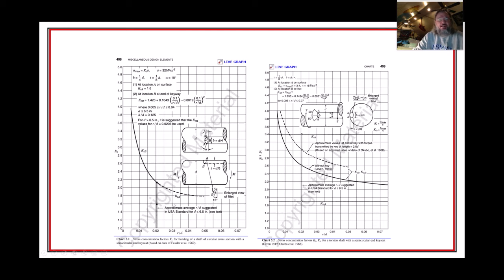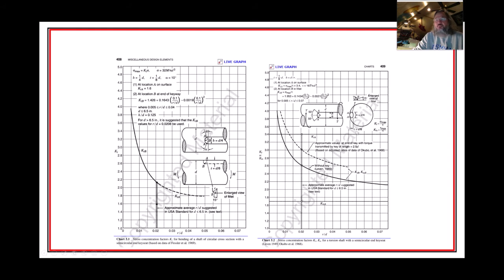Anyway, it uses r over d, where the radius r, if I'm correct, is at the bottom of the keyway. That's usually really tight. I don't even know if some of them have a radius right there, but they must have some kind of radius. It's interesting if you look at the typical r over d. This is something like 2.1 right there, and that's for the bending mode. You see the M's right there for the bending mode.